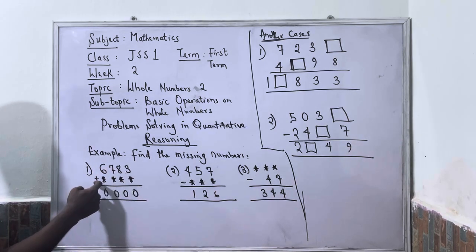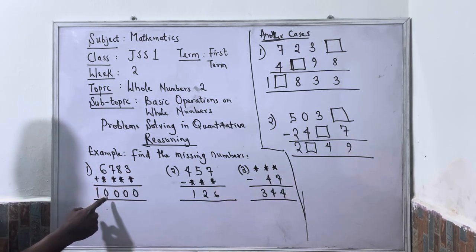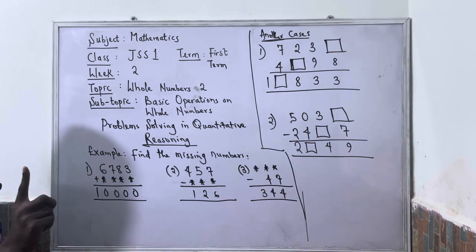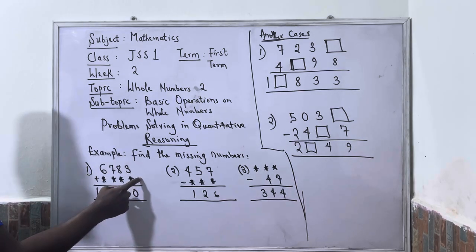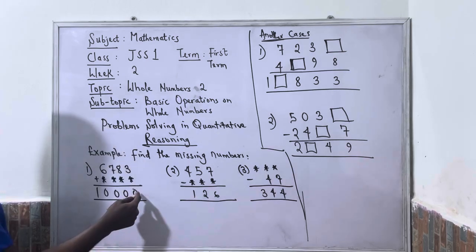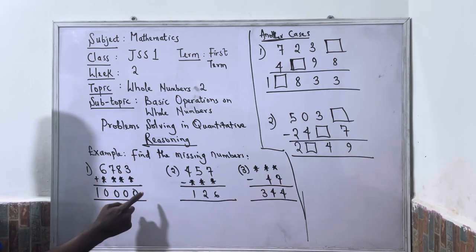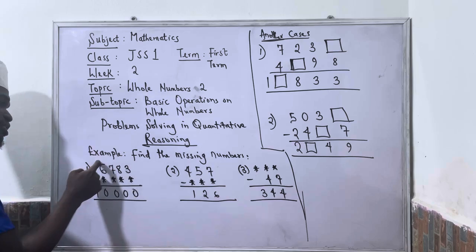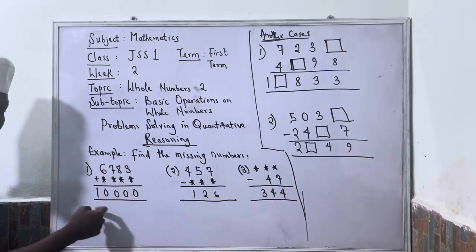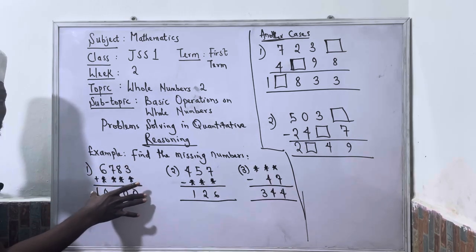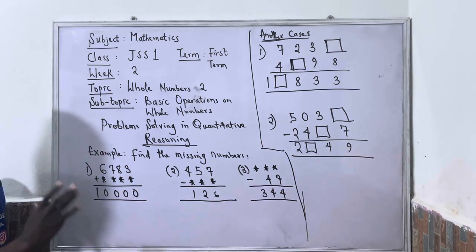6,783 plus a particular number, and the result is 10,000. So to figure out the number here, all you need to do is to subtract this from this. Subtract what you are given from the answer. So this happens to be the answer. So that is how to do that.